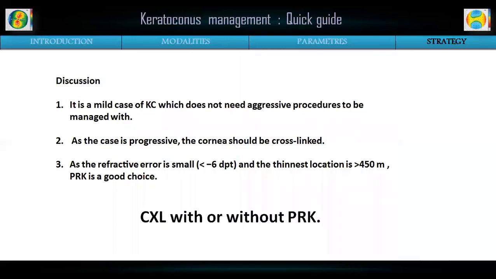For the discussion, it's a mild case of keratoconus, which does not need aggressive procedures to be managed. And as the case is progressive, the cornea should be cross-linked. And as the refractive error is small, less than -4 diopters, and the thinnest location is good, more than 450, PRK is a good choice for this case. So the decision we make is cross-linking with or without PRK.